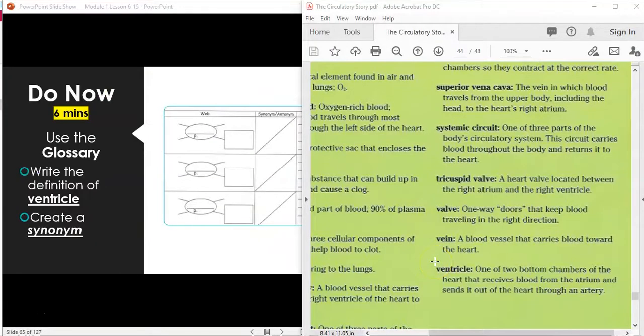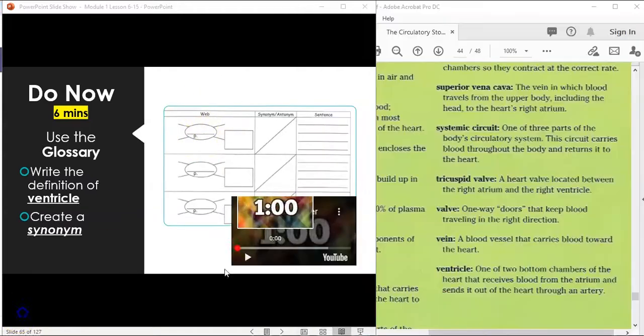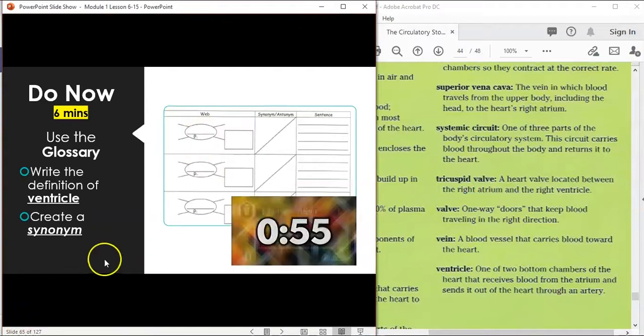Okay, and according to the glossary in back of the circulatory story, ventricle means one of the two bottom chambers of the heart that receives blood from the atrium and sends it out to the heart through an artery. So go ahead and copy that definition onto your word web. Okay, so I'm going to go ahead and start the 1-minute timer. Make sure you're copying the definition of ventricle onto your word web. You have 49 seconds.